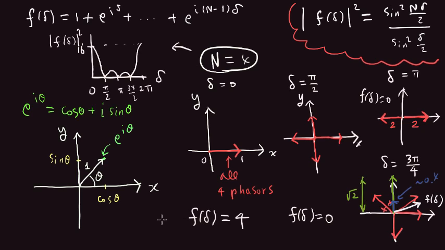So that's it. That's the physics of the N-slit problem or diffraction grating problem explained in terms of these phasors. And I hope you get some sense of this.